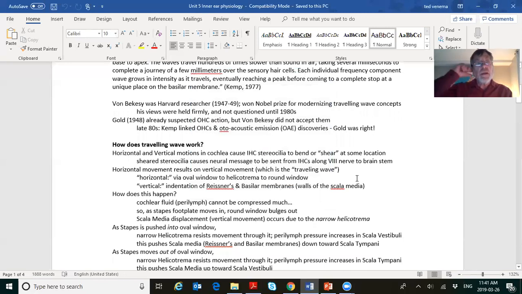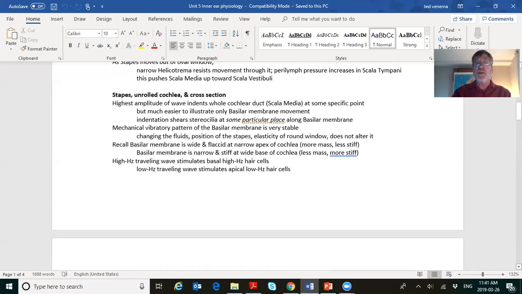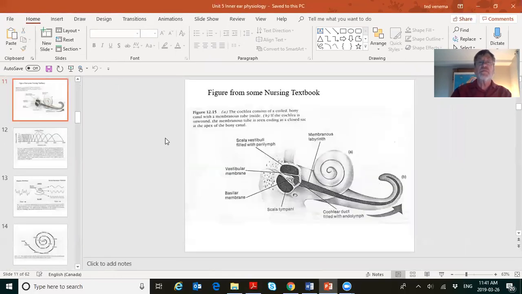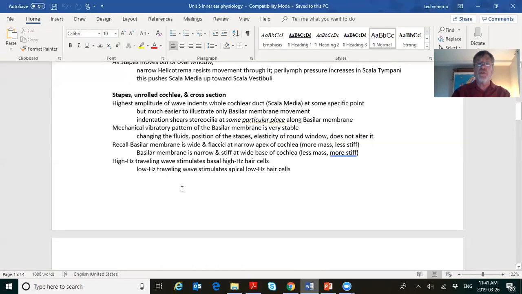Anyway, all right. How does the traveling wave work? Well, last week, this is what we've talked about. This is exactly what we've been describing as the horizontal and vertical movements of fluid. The stapes unrolled and cross-section, all of that. Okay, there you have it. And again, the paragraph is shown here. This particular picture refers to this particular paragraph. Okay, there you go.